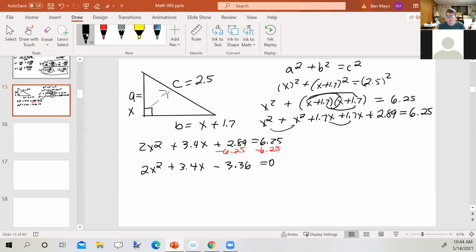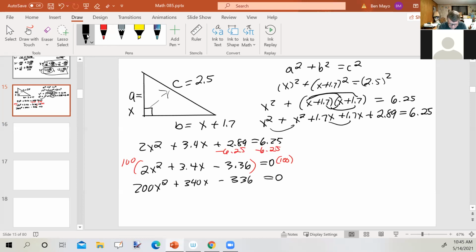I'm going to go ahead and get rid of the decimals. So to do that, I'm going to multiply both sides by 100 because I need to move it over 2 places because of the 3.36. So now I've got 200x squared plus 340x minus 336 equals 0.